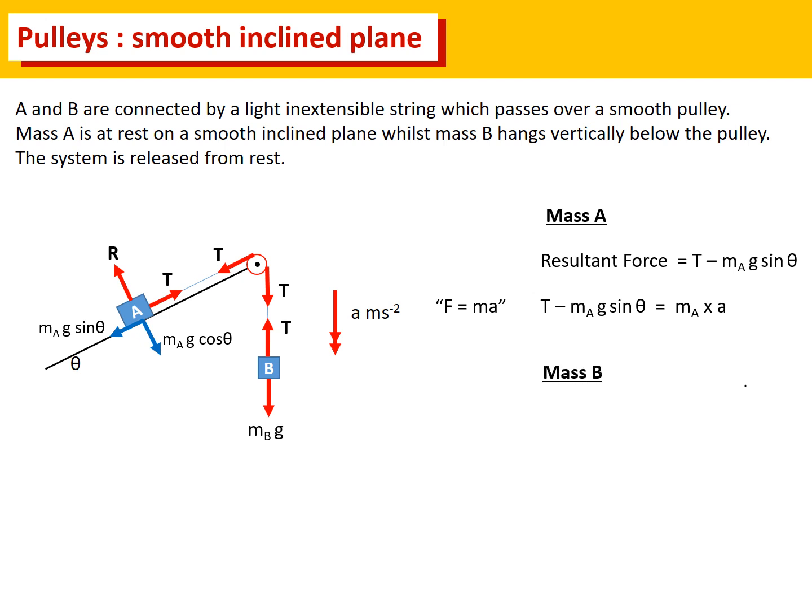In the same way for mass B, the resultant force, well, it's accelerating downwards, so it's the weight minus the tension, and applying Newton's second law, that's the equation we obtain. And once we obtain those equations, we'll be using them to either find the tension or find the acceleration, or find something that we need to find.